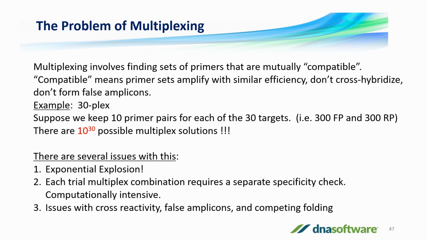All right, and you might ask, well, how many possible combinations are there? For each target, there are 10 combinations of primers. So as you add targets, it multiplies: 10 times 10 times 10. In the case of a 30-plex, it'd be 10 to the 30th power possible multiplex solutions, a number that is 10 million times larger than Avogadro's number. And as you go to even larger plexes, consider a 100-plex, 10 to the 100th power would be a truly astronomical number, larger than the number of particles in the universe. So we have a problem here. We have an exponential explosion, and each trial multiplex combination requires an extensive amount of computation to check the specificity, for example, and also to check for cross-reactivity, false amplicons, and competing folding.